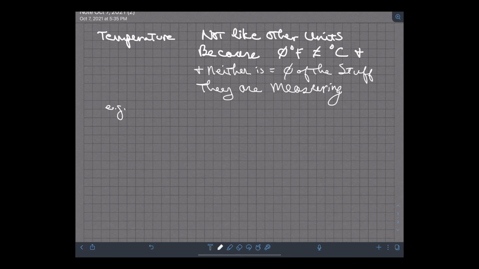So I'm showing you that temperature is not like other units, because 0 degrees Fahrenheit is not equal to 0 degrees Celsius. And neither of them is zero of the stuff they're measuring. It's like 0 feet and 0 inches are the same distance. No feet is no inches.